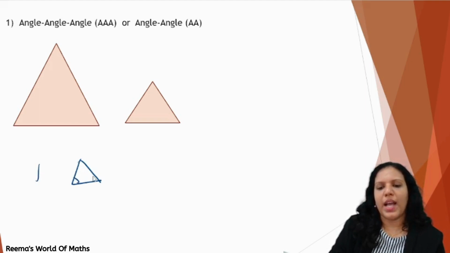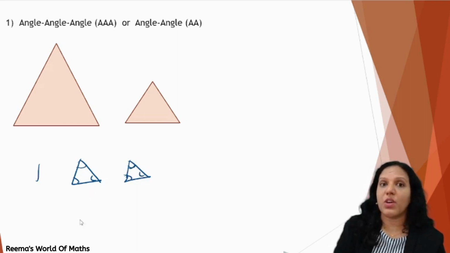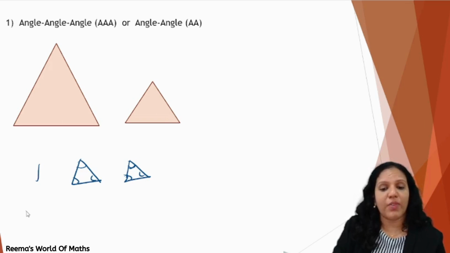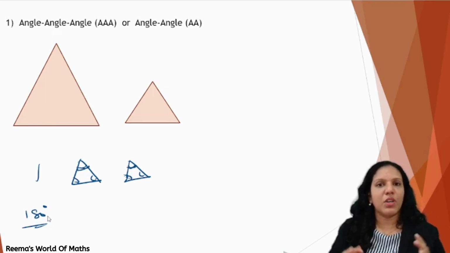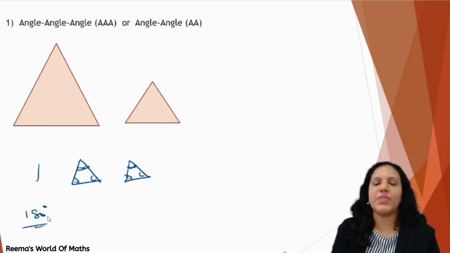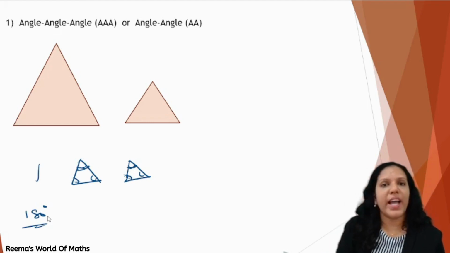If two angles are equal, then the third angle will also be equal, because the total of the angles of a triangle is always 180 degrees, right? If these two angles are equal, then the third angle will always be equal because it sums to 180 degrees only. So hence we can say angle, angle, angle or angle, angle are both the same. Even if only these two angles are given and mentioned to be equal, we can assume that the third will always be equal, right?